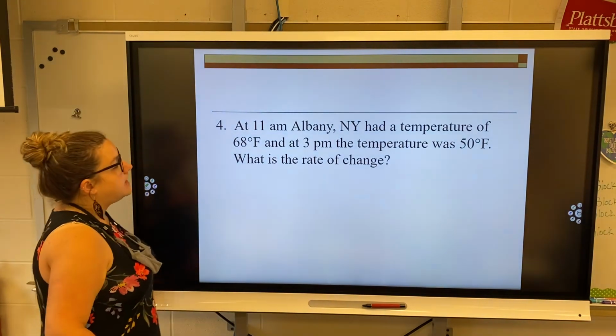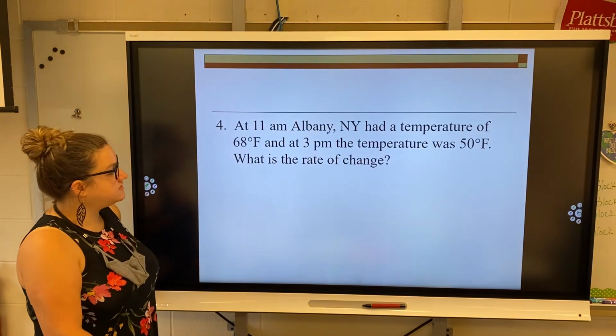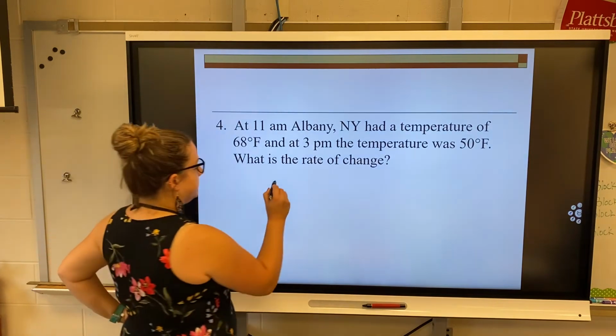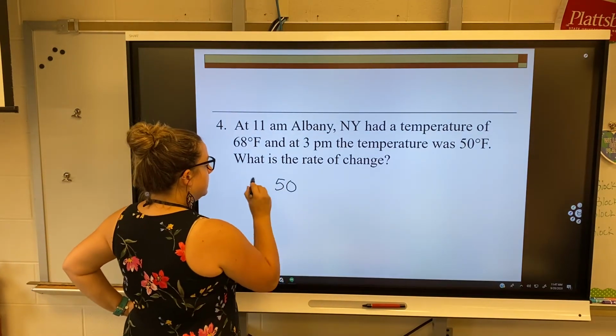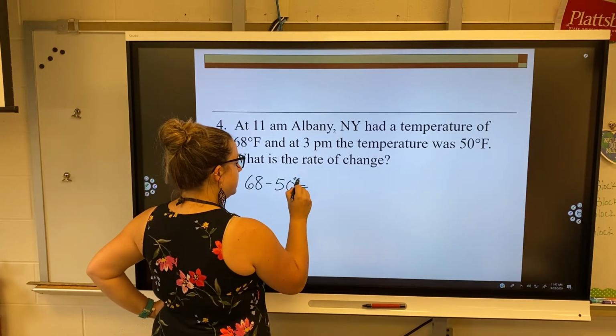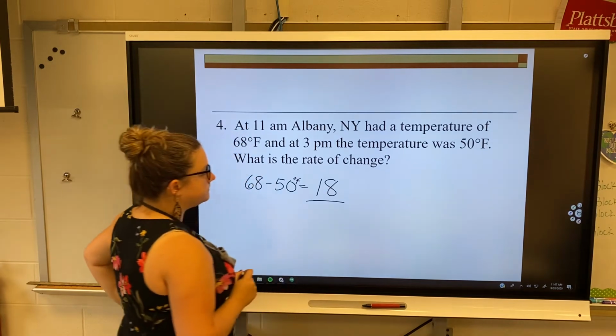Another one. At 11 a.m. in Albany, New York, the temperature was 68 degrees Fahrenheit, and at 3 p.m. the temperature was 50. What's the rate of change? So I'm going to do 68 minus 50 for my degrees Fahrenheit here. So I get 18 over how much time?